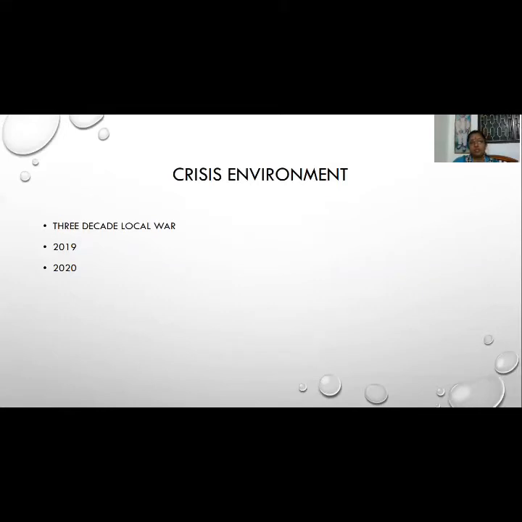In 2019, last year, we faced different types of problems due to the bomb blast. In this year, 2020, we have problems regarding the coronavirus. So this crisis environment makes SMEs drop down.